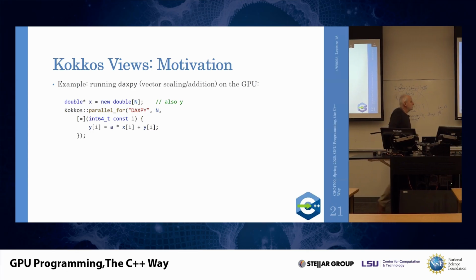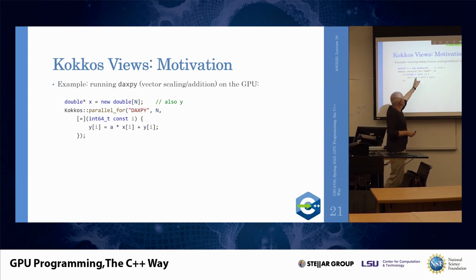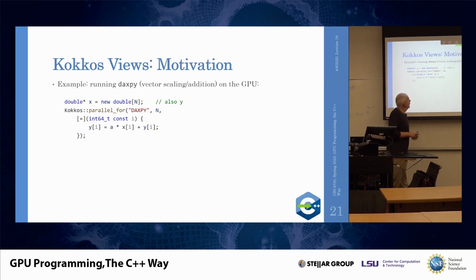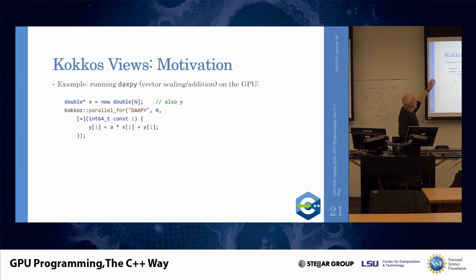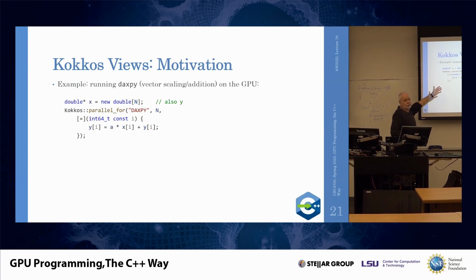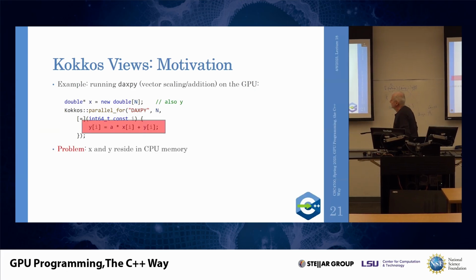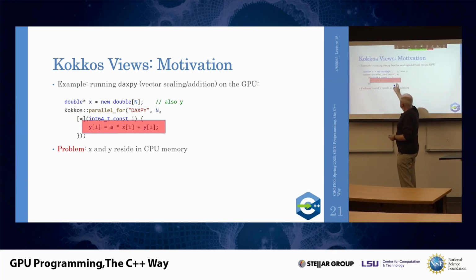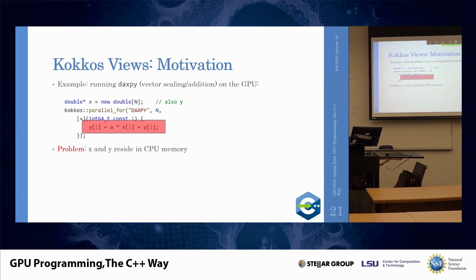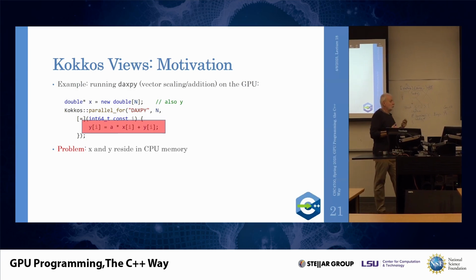Let's do a simple DAXPY, a vector scaling and addition operation where you have two vectors. You multiply one vector by a constant and add another vector to it, and this code is kind of straightforward. What I've done here, again, to avoid capturing the whole array, is capture just a pointer to the array. And we just realized this doesn't work, right? It doesn't work because X and Y actually reside in CPU memory, and when I run this code on the GPU, that body will be invoked on the GPU, and X and Y don't exist on the GPU. So how do we solve that problem?